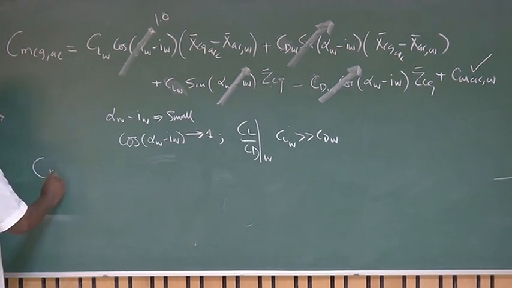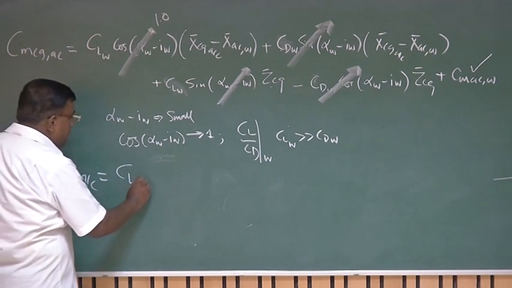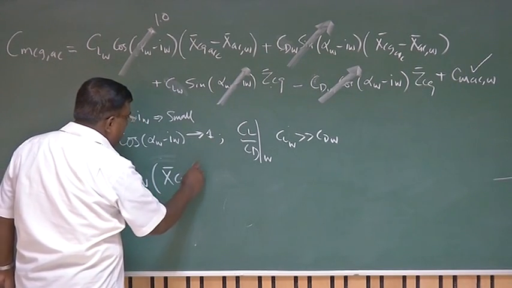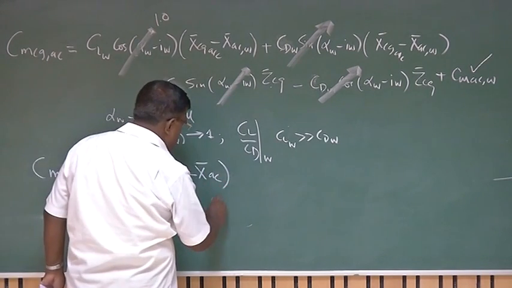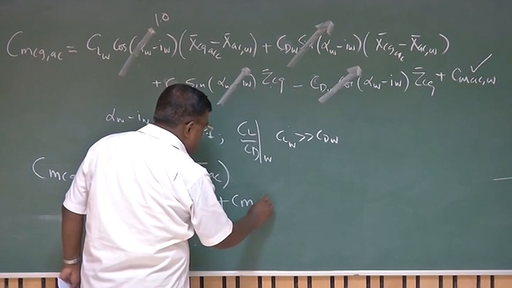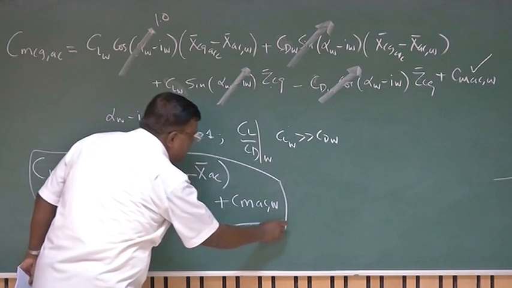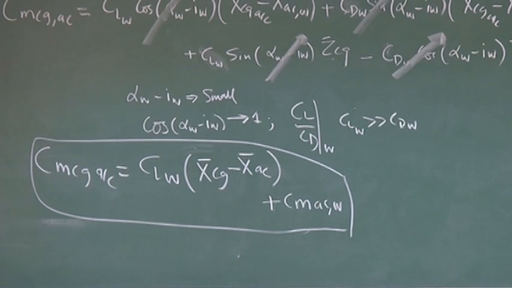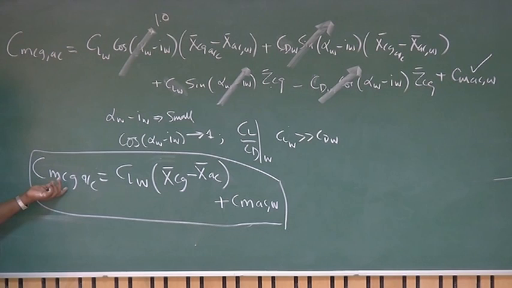We have CM, CG of the aircraft equal to CL wing, because this man is 1, into X CG bar minus X AC bar plus CM AC wing. That's all. Life is so simple. I told you we'll handle this. Let us try to give an interpretation to this. What is this CMCG aircraft? That is the non-dimensional pitching coefficient about CG of the aircraft because of the wing.